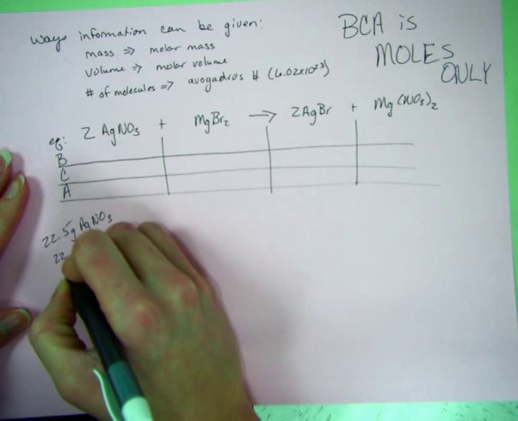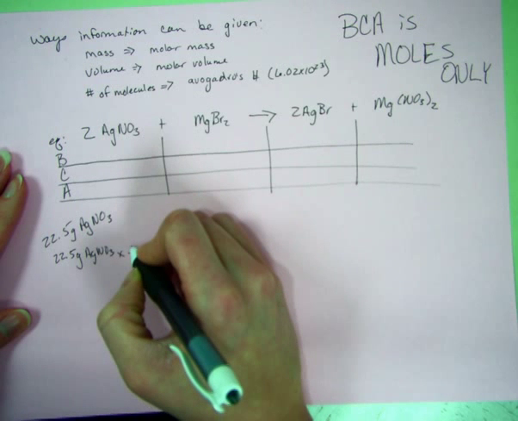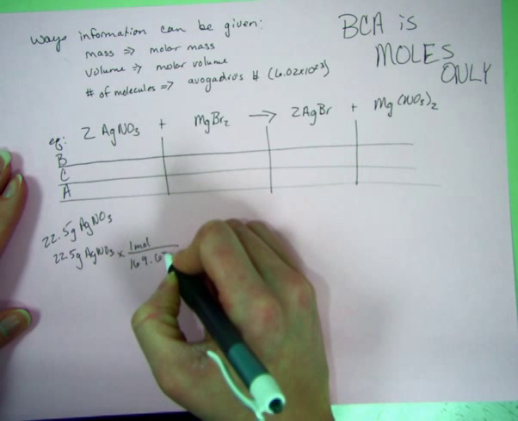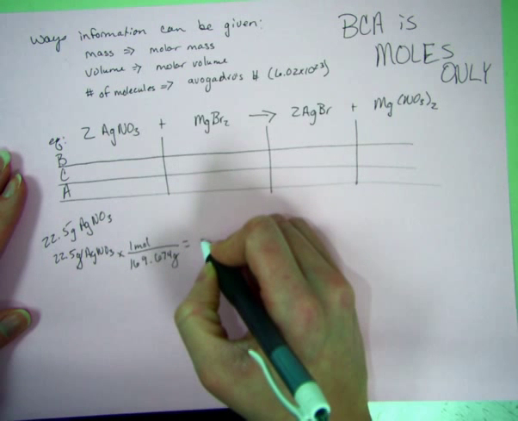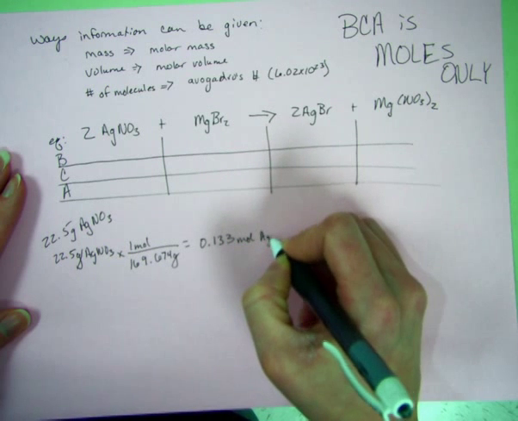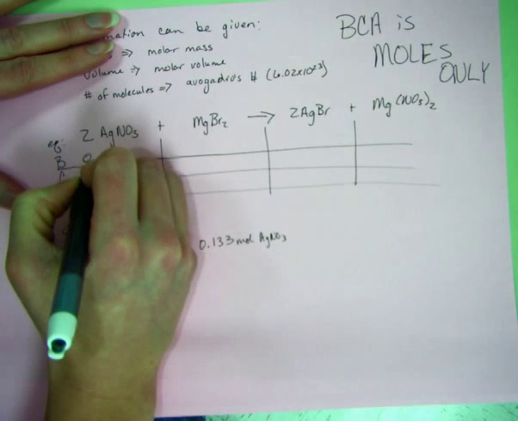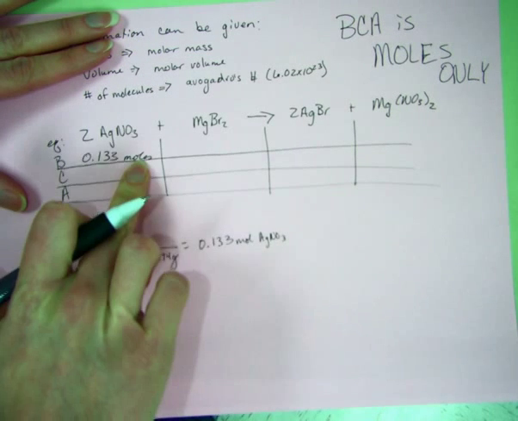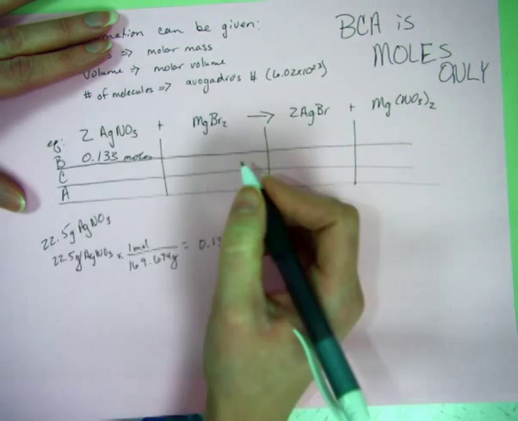So 22.5 grams of AgNO3 times 1 mole over 169.674 grams. Our grams cancel out, and we are left with 0.133 moles of AgNO3. This number we can put into our BCA table, 0.133 moles. Since only moles can be in here, it's redundant to write this over and over again. It's just assumed that everything in here is moles.